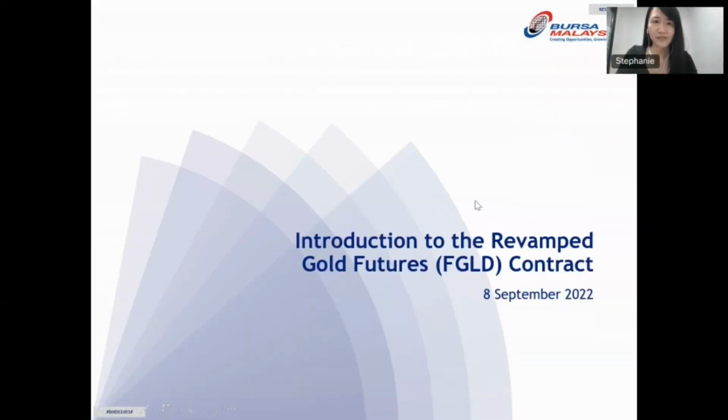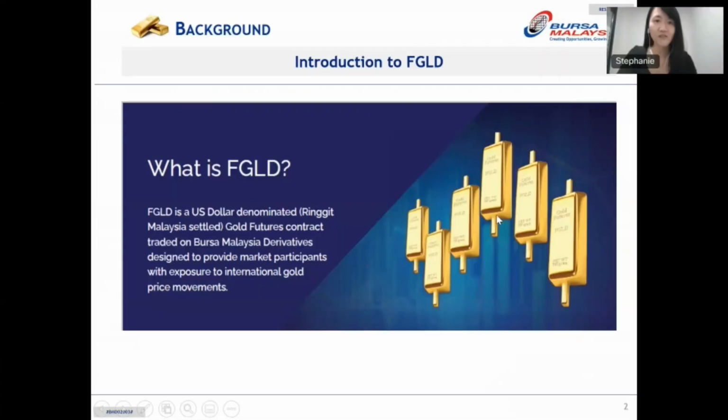I will start my presentation with the introduction of the revamped gold futures contract. First off, what is the revamped FGLD contract? It is the first quanto contract by BMD, whereby it's a USD denominated gold futures contract that is settled in Ringgit Malaysia at a fixed multiplier of 40.